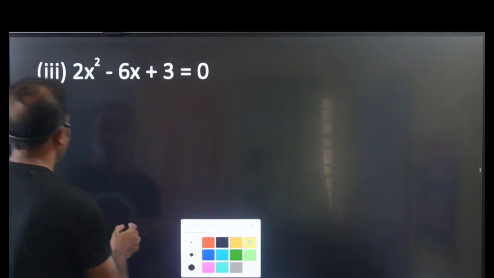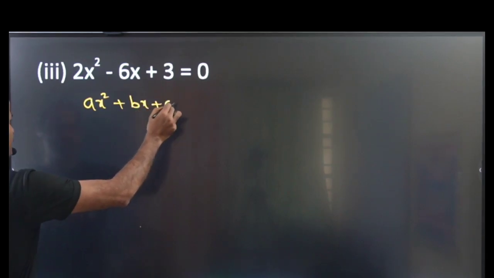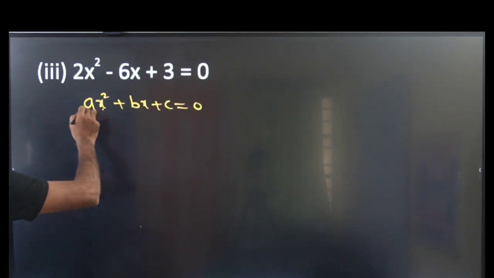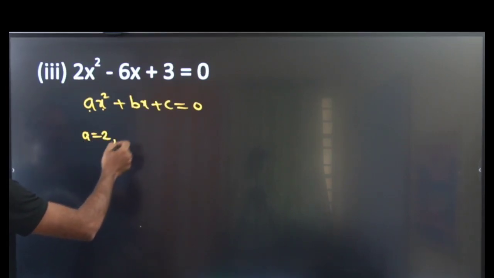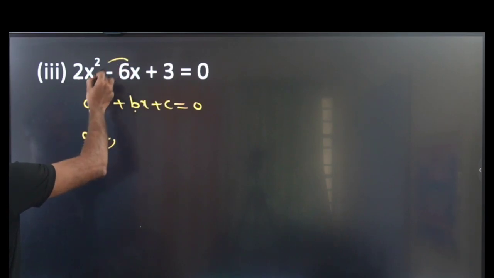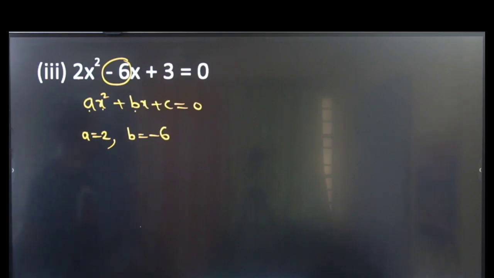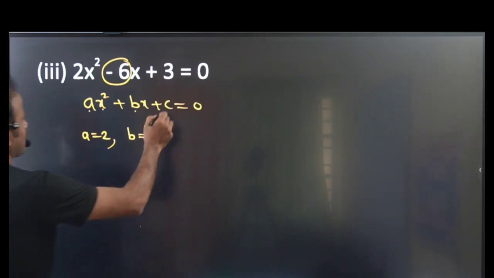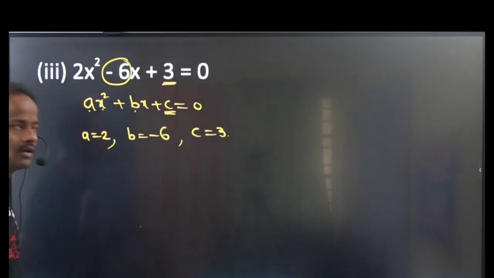2x square minus 6x plus 3, and compare the given equation with the standard form, that is ax square plus bx plus c equals 0. Write the standard form ax square plus bx plus c equals 0. The x square coefficient is a, here x square coefficient is 2. Means here a value is 2. The x coefficient is b, here x coefficient is minus 6. You have to consider minus also. b equals minus 6. And what is the constant term we have here? c equals 3.